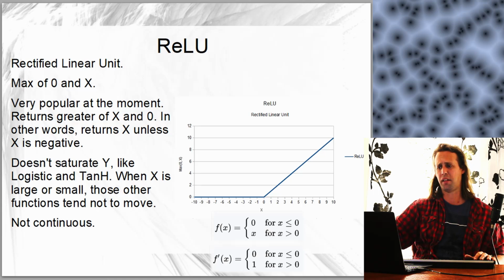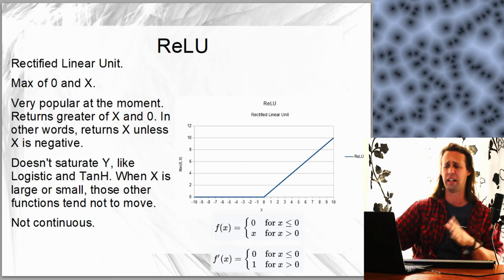So if you input the value 10, then ReLU will give you 10. If you input the value -10, ReLU will give you 0. It's as simple as that. It doesn't saturate y. There's no limit to what y can be. So if you input 150 billion, then you're going to get 150 billion back from ReLU.